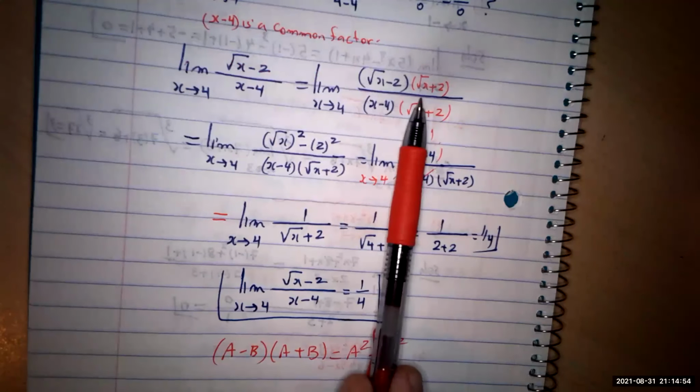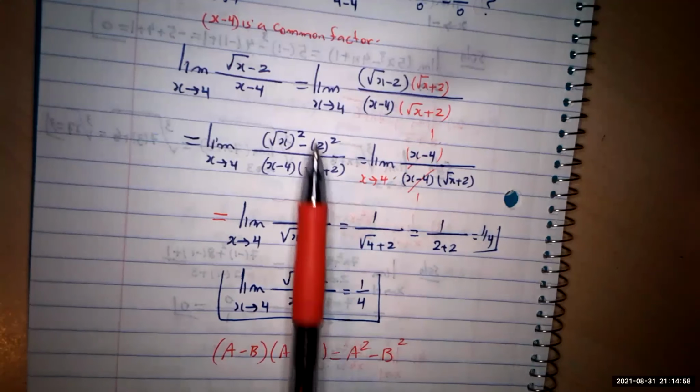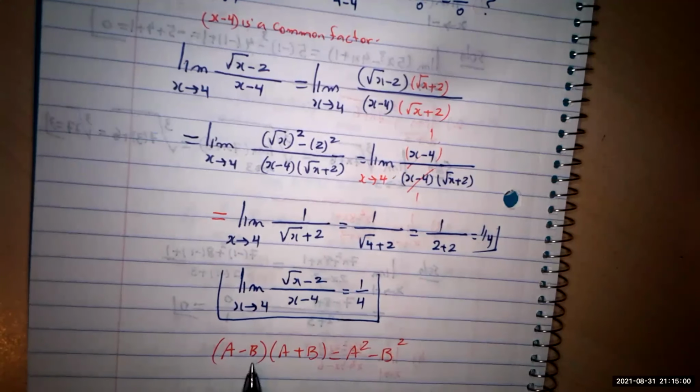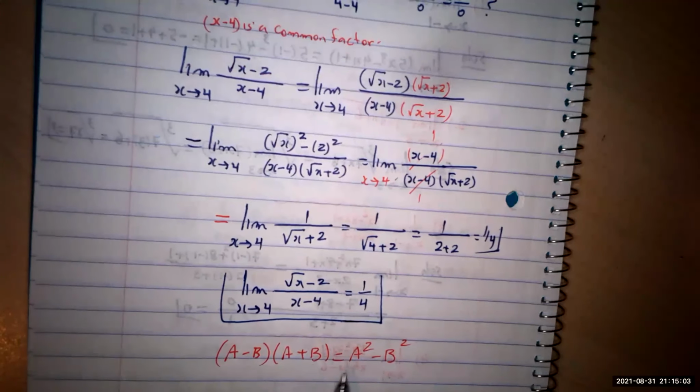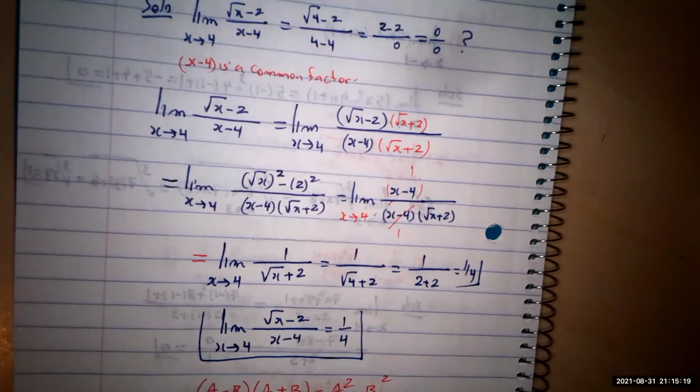It's going to be the square of the first one, radical x squared, minus the square of the second one, which is going to be 2 squared, you see? A minus b times a plus b, a squared minus b squared. The radical x squared would be x, and the 2 squared would be 4 to get these numbers done. Okay, any question? So that would give us the case 5.